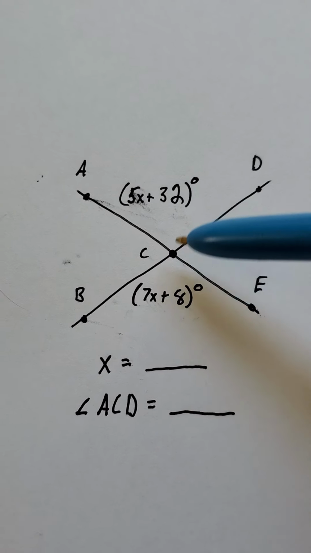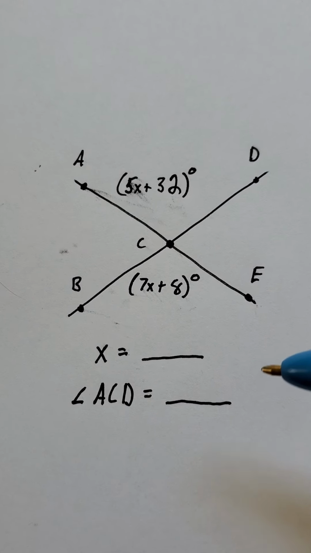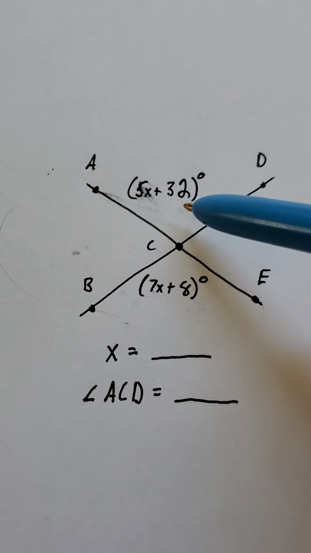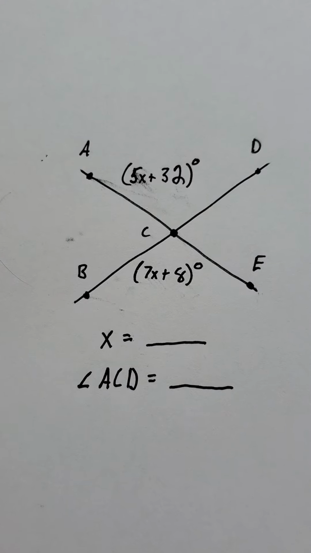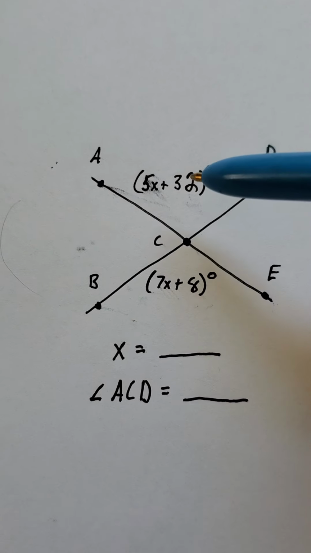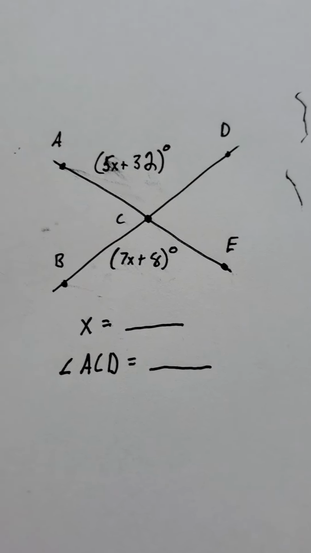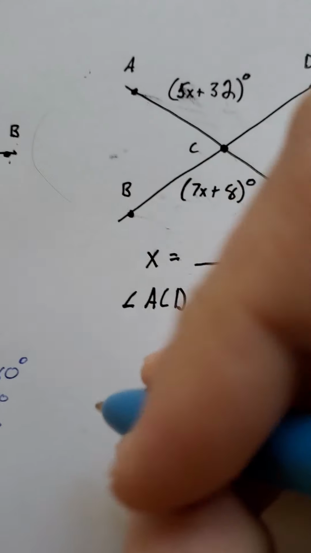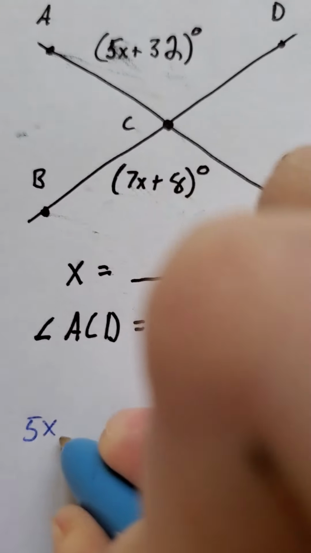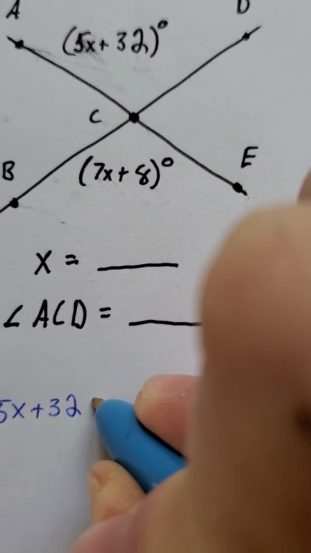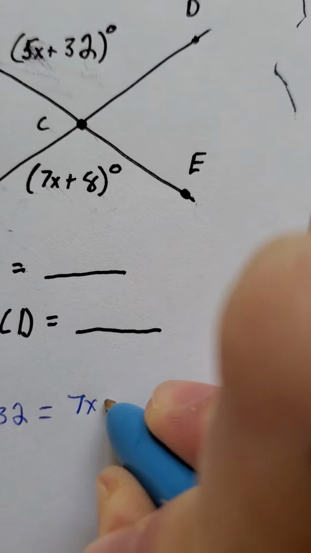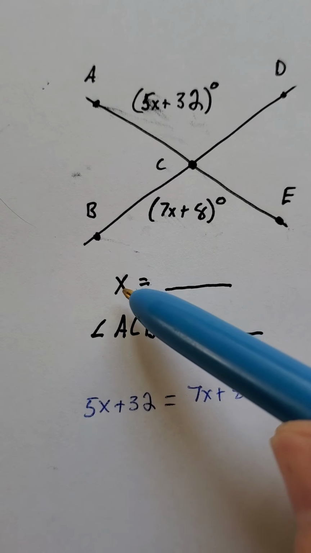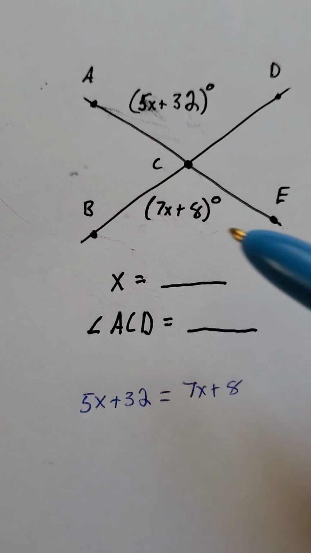But we need a way to figure out what the angles are using the information that we're given. Since these two are equal, we can take this expression, 5x plus 32, and set it equal to 7x plus 8. Because the two angles are equal, that also means these two expressions are equal. We'll go ahead and write that down here. So 5x plus 32 is equal to 7x plus 8. So that's our equation that we're going to be dealing with, and that's going to let us solve for our x here that we're looking for.